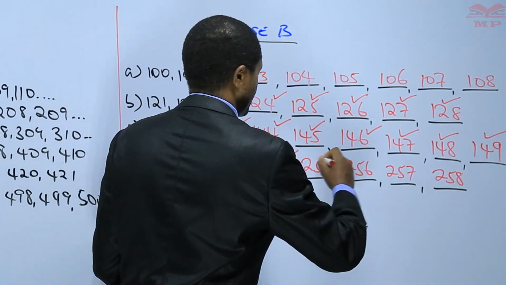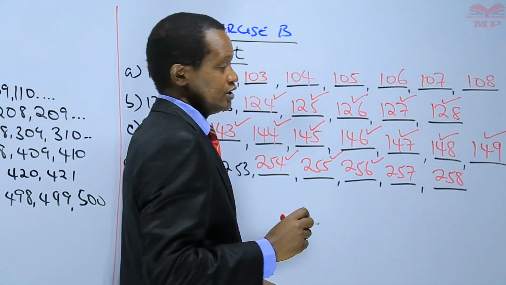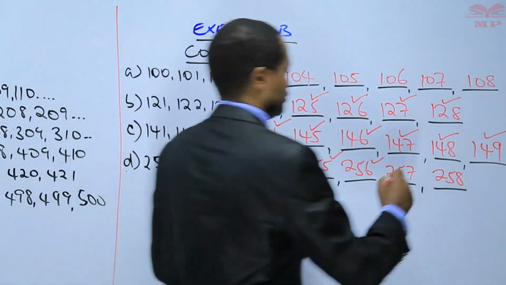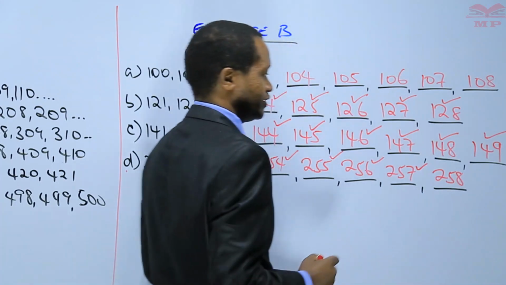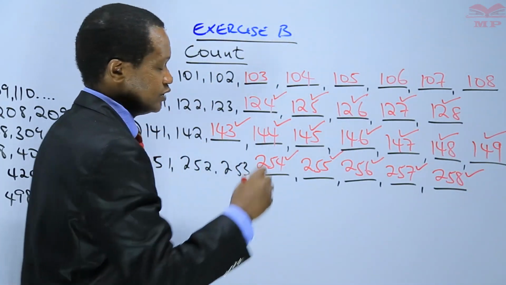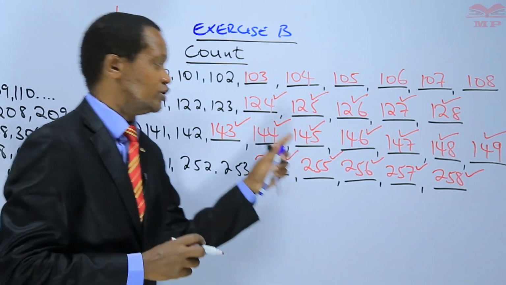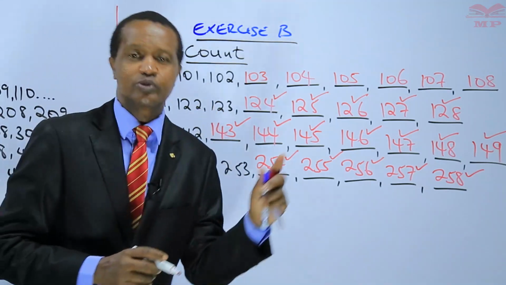Give yourself a tick. If you didn't get it correct, don't tick, please. You will do correction. If you did not write 257 there, if you did not write 258, don't give yourself a tick. Do correction, learners. That is what I expected you to do in the last lesson.